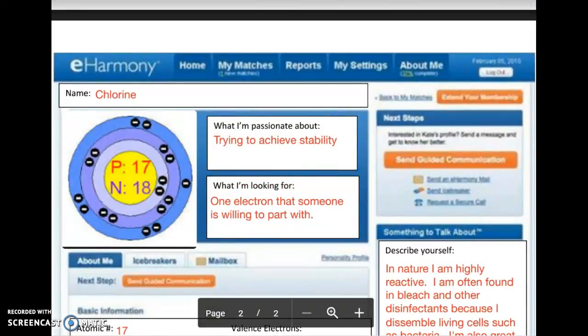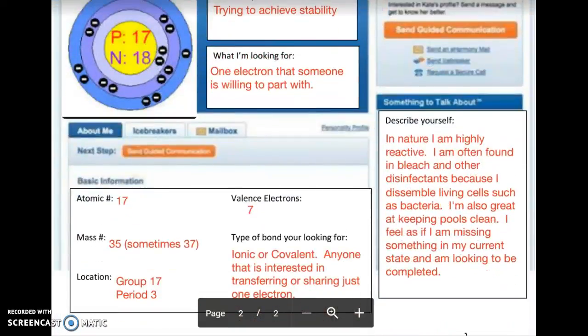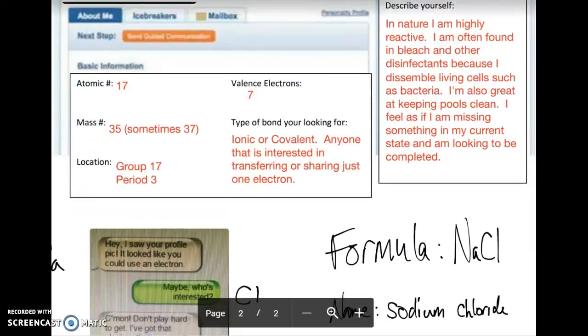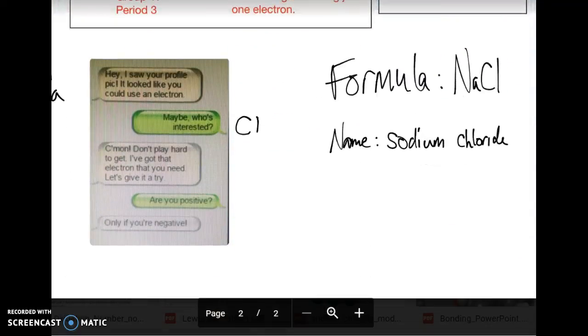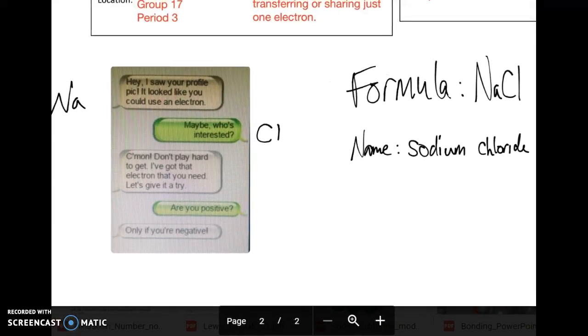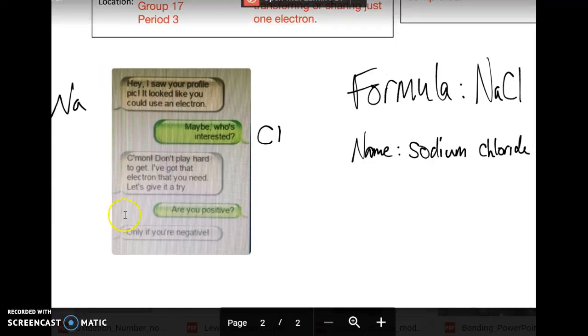Obviously, they're going to be looking for something different. This is looking to gain 1 electron. Sodium's looking to lose 1 electron. And then I just wrote a little bit about it over here. Where it's located, all that stuff is found on the periodic table. And then I have sodium, and I just labeled sodium and chlorine. I'll move this over a little bit. I have sodium and chlorine here.